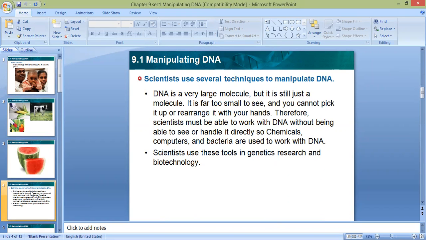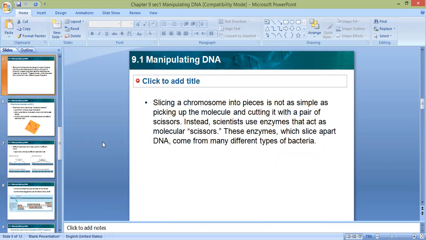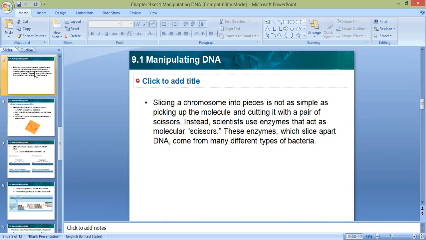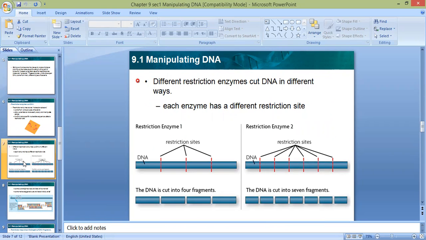DNA is a very large molecule, but it's still very small to see, and you cannot pick it up, so you must be able to work with DNA without being able to see or handle it directly. So they use molecular scissors that are called restriction enzymes, and they get these enzymes from bacteria. Bacteria have these enzymes. They are used to cut the DNA and slice the DNA apart, to make it easier to study this DNA or make any change in it.